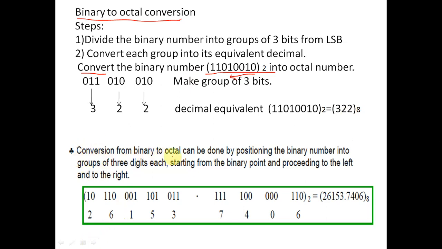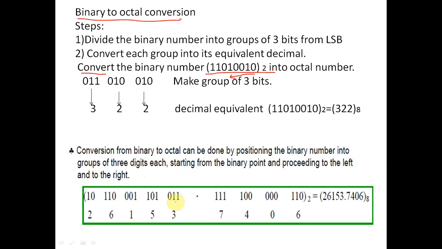Conversion from binary to octal can be done by partitioning the binary number into groups of 3 digits each, starting from the binary point and proceeding to the left and to the right. This is the given binary number.